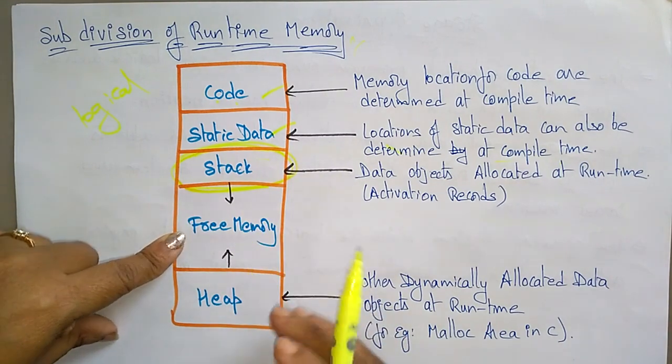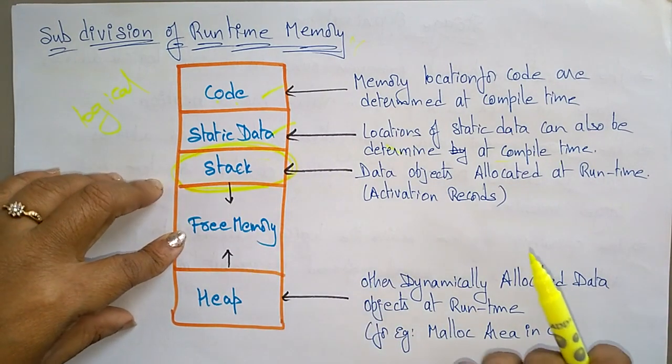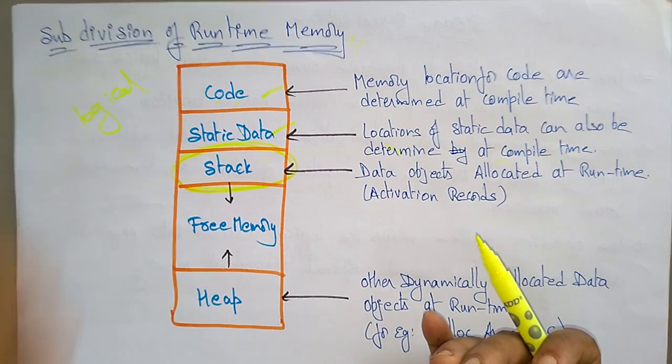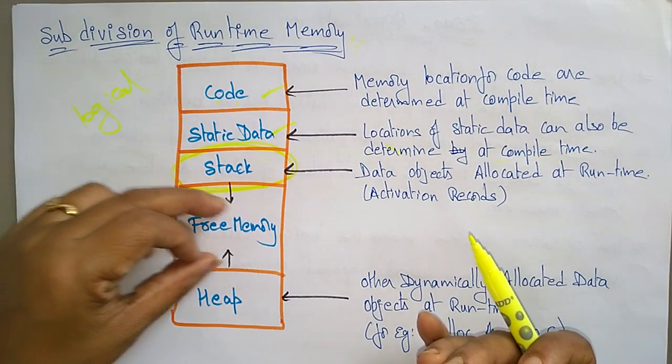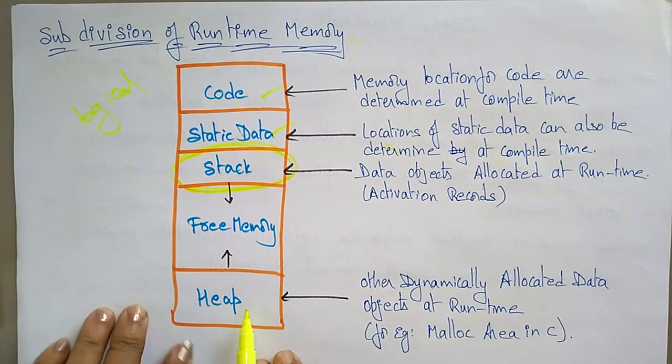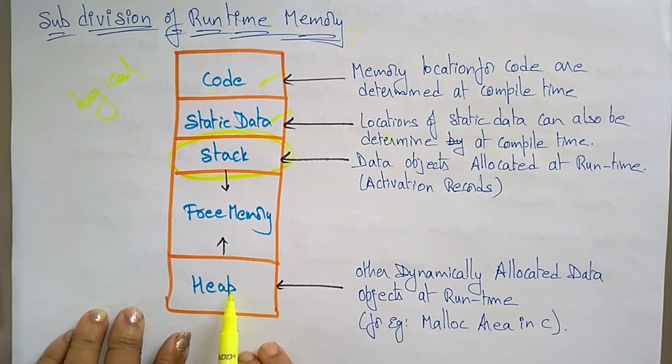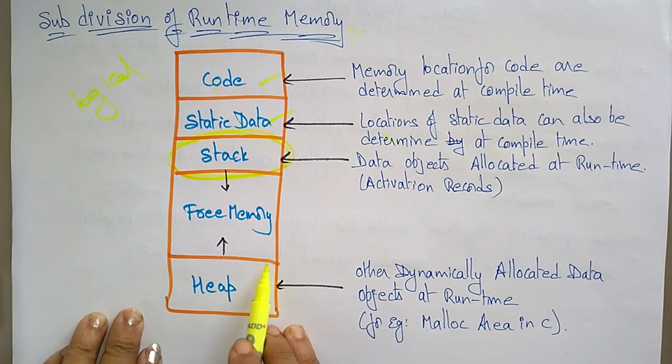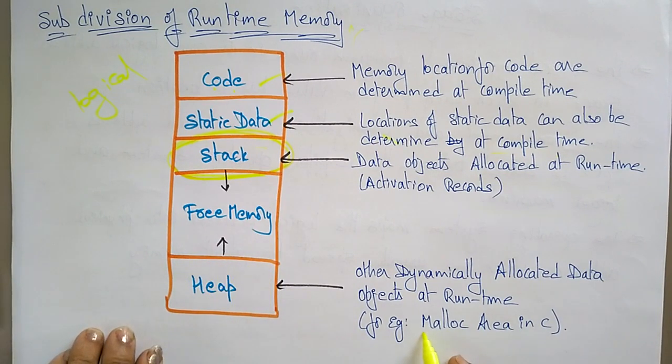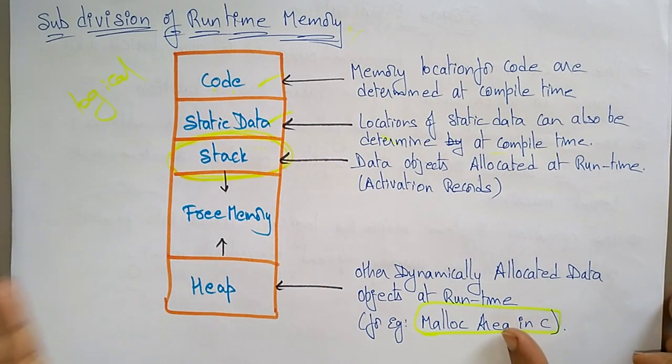The free space is used if you need more data or other operations for future purposes. And the heap: the dynamically allocated data objects at runtime are stored in the heap. An example is the malloc area in C. When you write a C program and use malloc, that dynamically allocated data is stored in the heap. So this is about the subdivisions of the runtime memory.